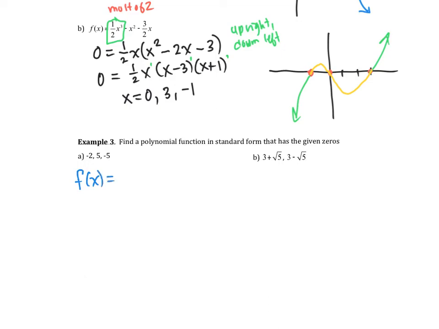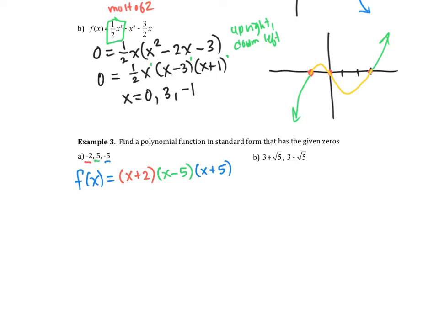Okay, if the first zero is -2, then it must be true that x plus 2 is a factor. The next zero is 5. For 5 to be a zero, it is also true that x minus 5 must be a factor. And then for the last zero, -5 must mean that x plus 5 is a factor. This is not a unique polynomial function. I could have had 2x plus 4 to get x equals -2. I could have had many other ways, but to make my life easier, I'm going to go with the most basic one.